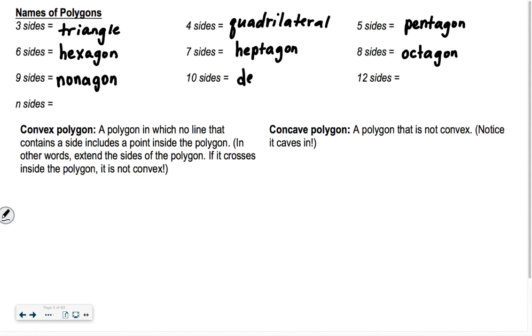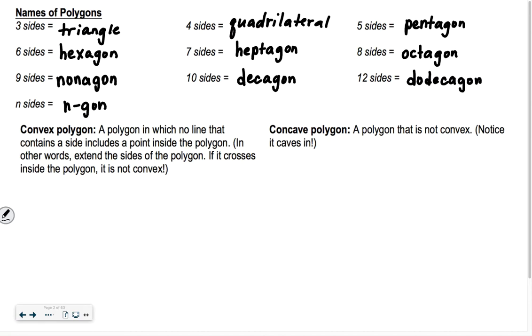10 sides. Decagon. 12 sides? Oh, this is another fun one. Dodecagon. So we add 2 to the decagon and we put do in front of it. Dodecagon. N sides.